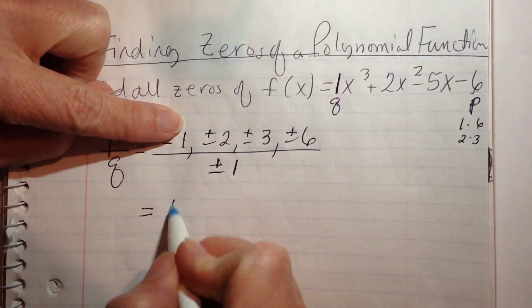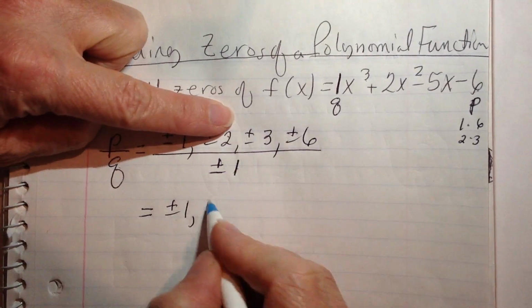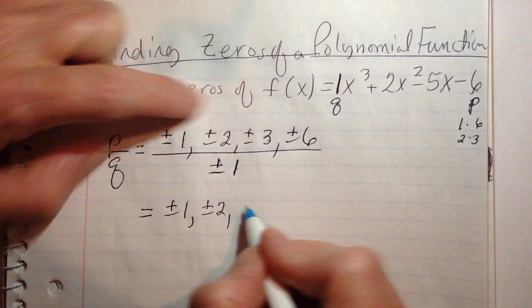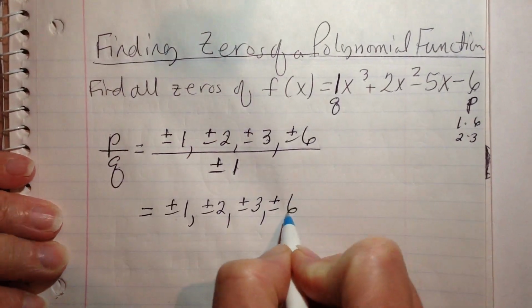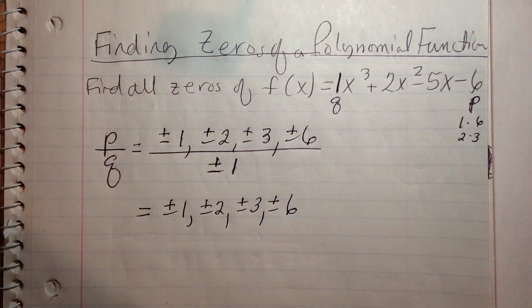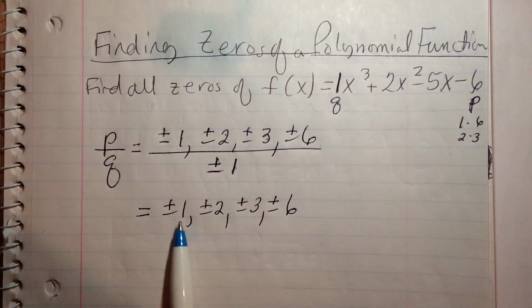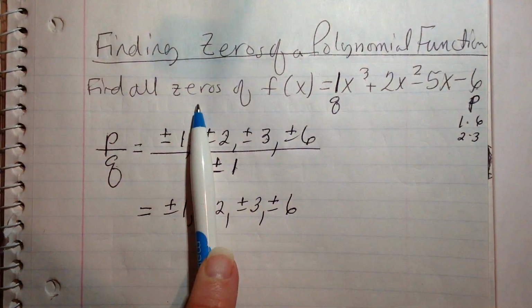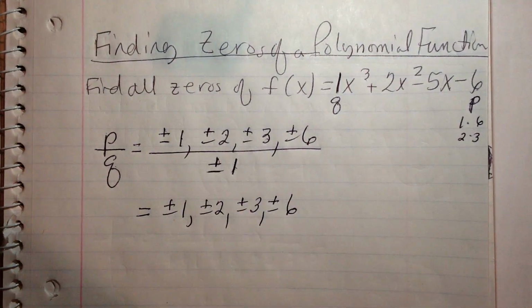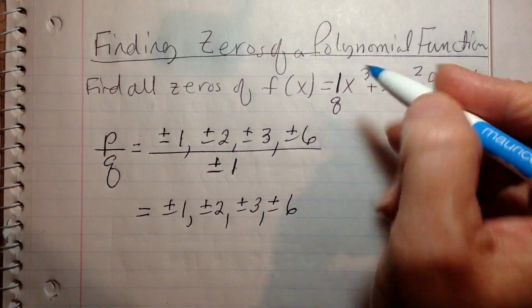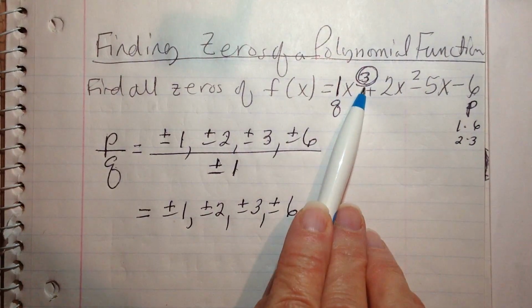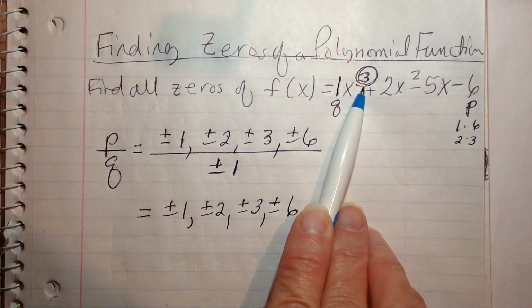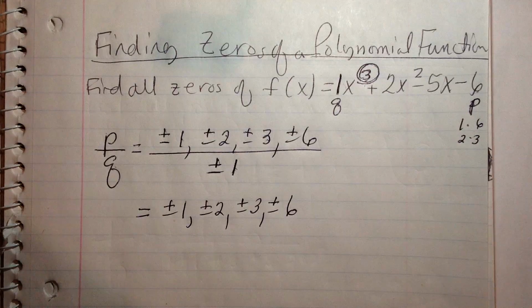So 1 divided by 1 gives you plus or minus 1. 2 divided by 1 is plus or minus 2. 3 divided by 1 is plus or minus 3. And 6 divided by 1 is plus or minus 6. Now, let's recall, to determine if any of these numbers are zeros, we can run it through synthetic division, and we must get a remainder of 0. Now, your highest exponent is 3. Going back up to the original problem, the degree of this polynomial is 3. Therefore, we should have 3 zeros.